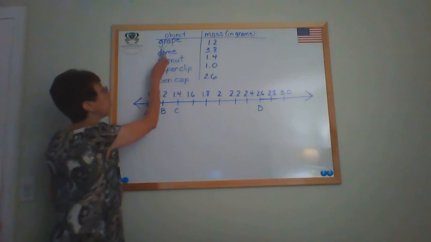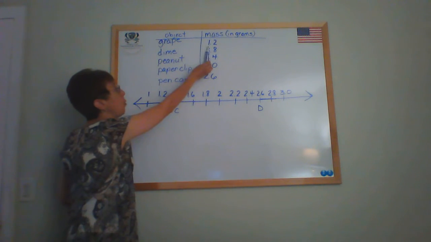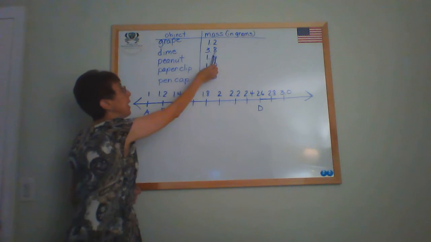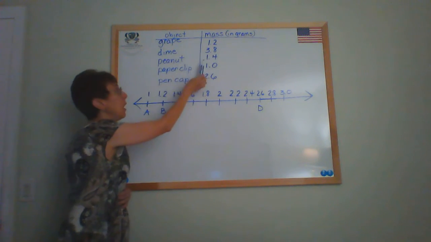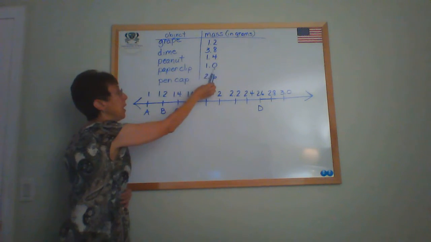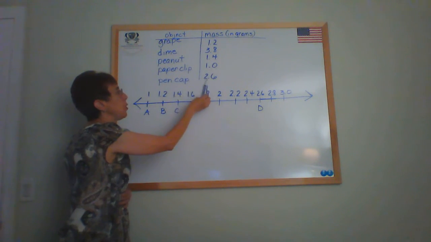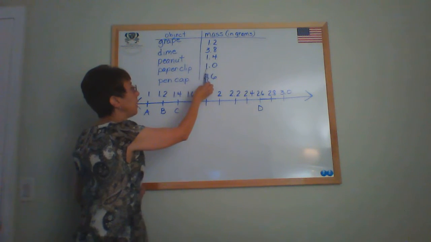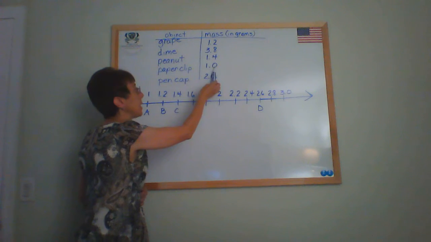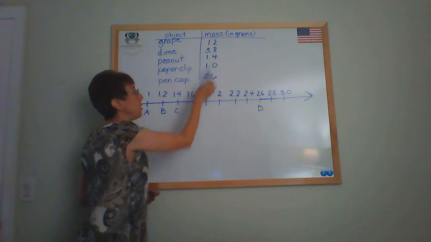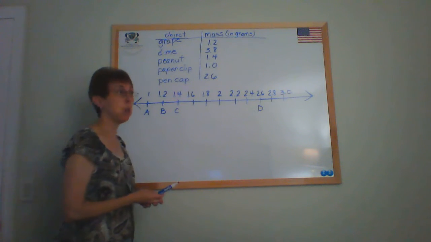So we have grape, which is 1 2/10 grams. The dime, 3 8/10 grams. Peanut, 1 4/10. Paperclip, 1. And pen cap, 2 6/10. Remember that when we have a whole number like this, 1.0, that simply means 1. There are no tenths. So we can just say 1.